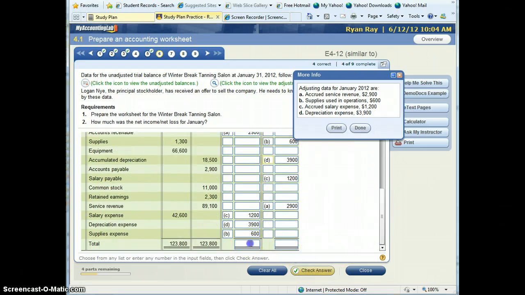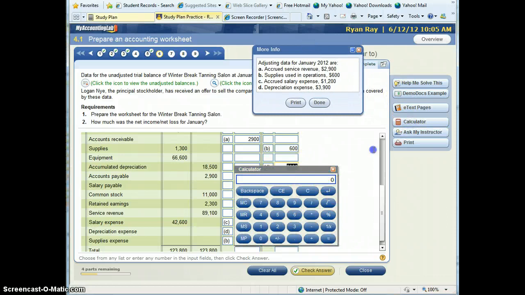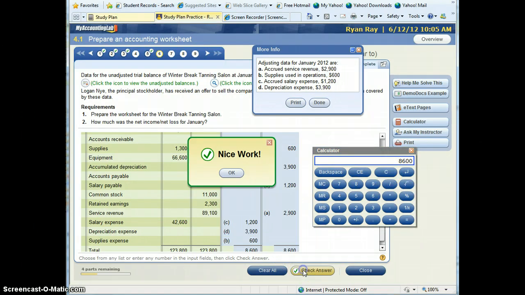One last piece. I didn't total it. Got 4 entries, let's total those up. Let's pull the calculator up. You guys haven't used this before. Okay, so I got 2,900 plus 1,200 plus 3,900 plus 600. 8,600 in the debit column. On the credit column, we got 600, 3,900 plus 1,200 plus 2,900. 8,600. So the two columns are in balance, so I am good to go.